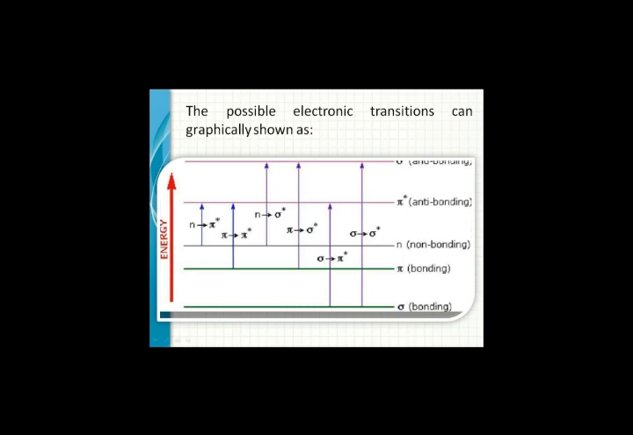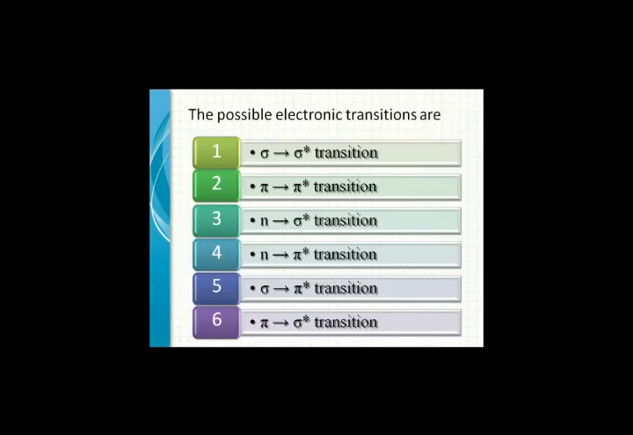and the non bonding electron goes to sigma star or pi star orbitals. The possible electronic transitions are sigma to sigma star transition, pi to pi star transition, non bonding to sigma star transition, and non bonding to pi star transition.